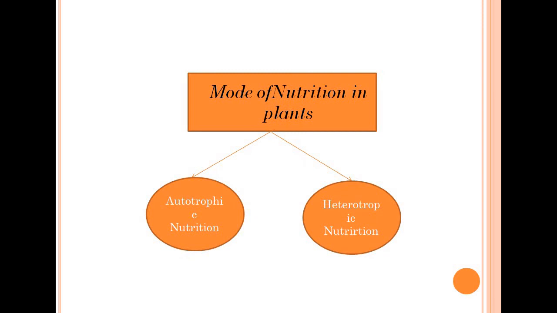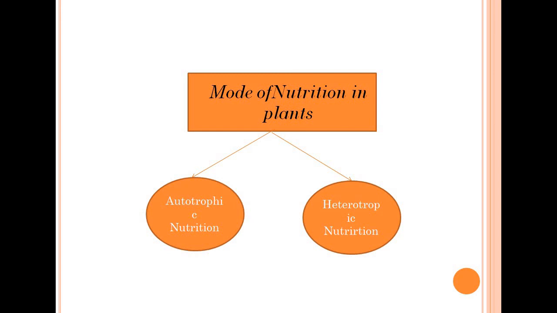In today's lesson, we have understood the different modes of nutrition in plants. Before that, we took notice of nutrition, which is a process by which food is taken in by an organism and used by its body. Then we also came to know about the two modes of nutrition, the autotrophic mode and the heterotrophic mode. In the autotrophic mode of nutrition, as the name suggests, auto means self, trophy means nutrition. So the organisms prepare their own food, for example green plants.